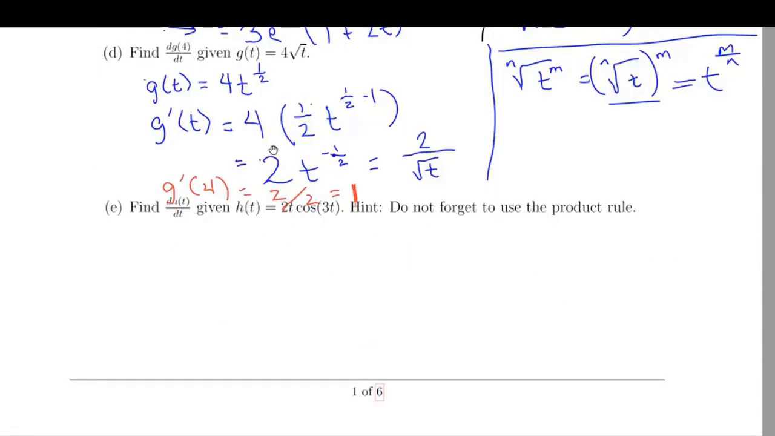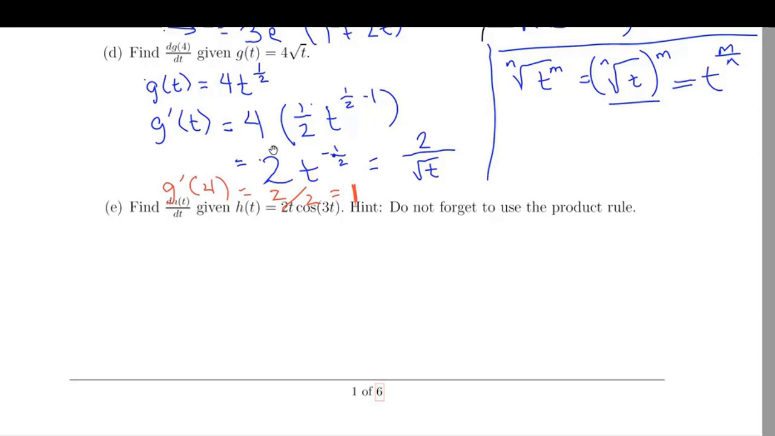I do have one question. Yes. Are you only able to plug in the 4 at the end for question D once you have taken out all the terms? Yes. Do you know why? Because the same reason we factor. No, well, not really. If I plugged in 4 first, then I would have 4 times the square root of 4, which is 4 times 2, which is 8. And then the derivative of 8 is 0, because the derivative of any constant is 0. If I plug in numbers before I take the derivative, I'm always going to get 0.